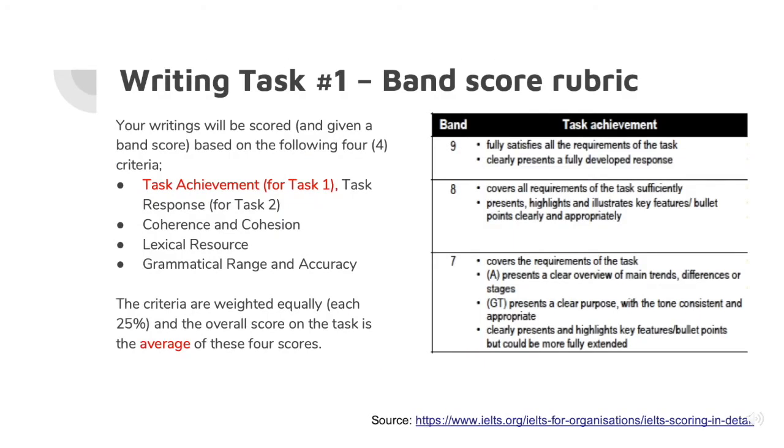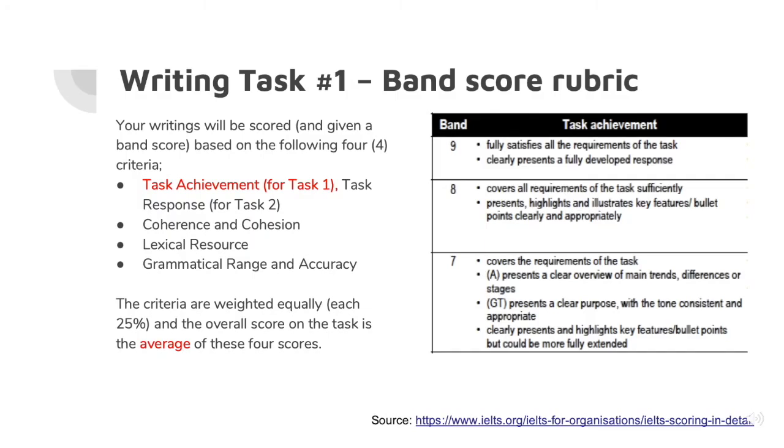For the band scores rubric for writing task number 1, we will consider the following. For the task achievement for task 1, to achieve a band score of 9, you need to fully satisfy the requirements of the task and clearly present a fully developed response.